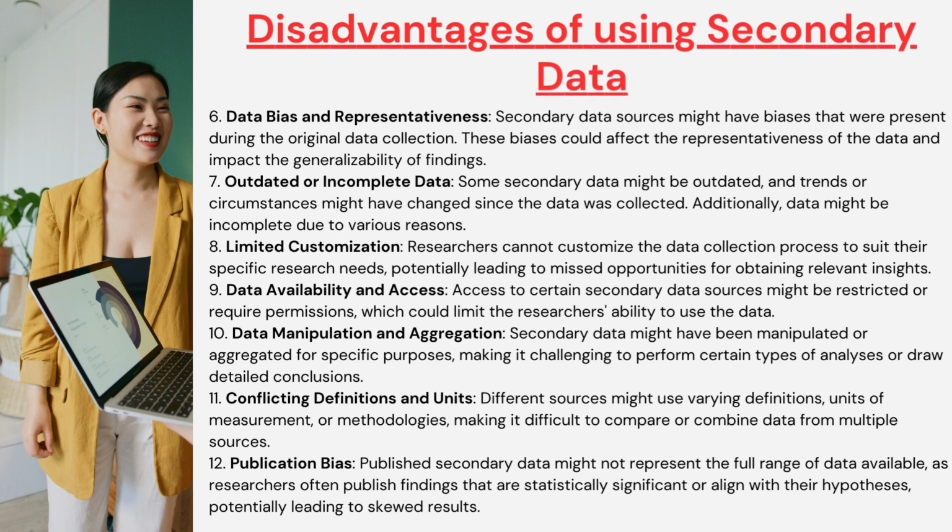Conflicting definitions and units. Different sources might use varying definitions, units of measurements, or methodologies, making it difficult to compare or combine data from multiple sources. Publication bias. Published secondary data might not represent the full range of data available, as researchers often publish findings that are statistically significant or align with their hypothesis, potentially leading to skewed results.